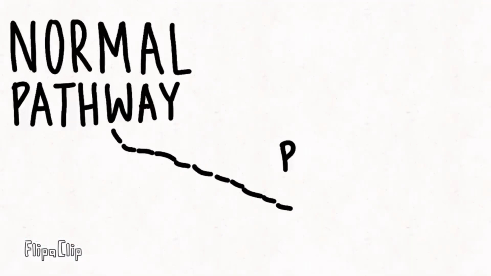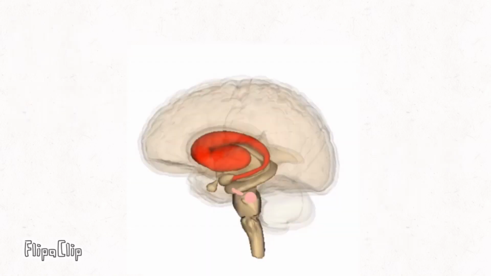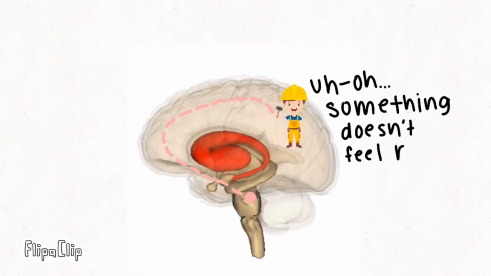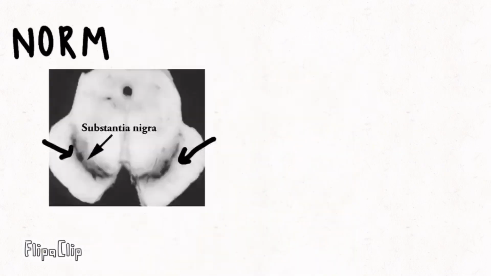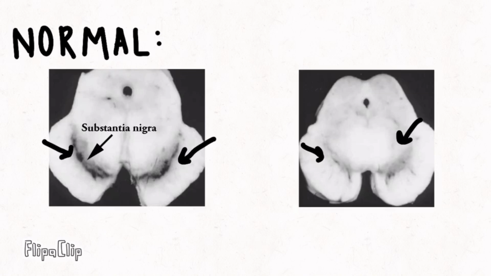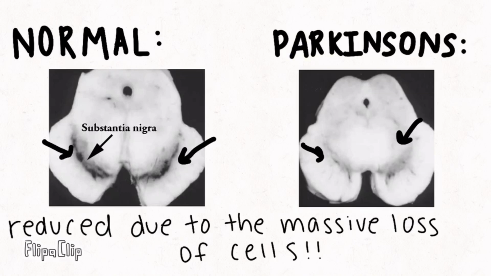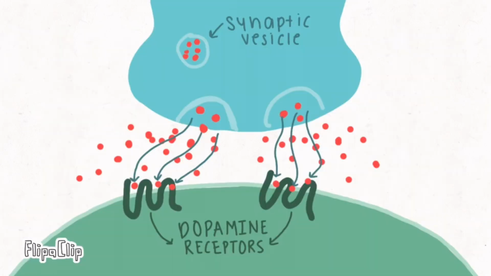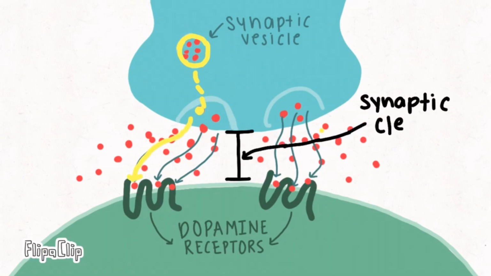When Parkinson's disease happens, dopamine neurons located in the substantia nigra of the brain go under degeneration, slowly die, and cause a malfunction of the pathway and motor problems. In the substantia nigra, the presence of neuromelanin that we had discussed earlier is reduced due to the massive loss of cells. The dopamine that is in the synaptic vesicles is released into the synaptic cleft.